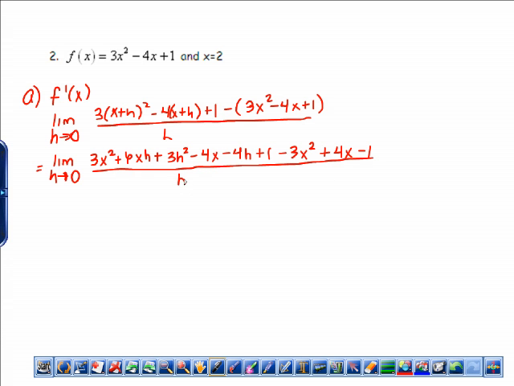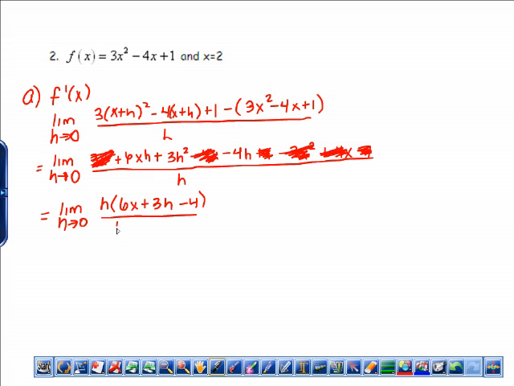Now, if you look, a lot of things are going to cancel. Minus 1 cancels with plus 1. 4x cancels with negative 4x. Negative 3x squared cancels with positive 3x squared. So in the next line I have the limit as h approaches 0, and I have 3 terms left. They all have an h, which is good, so that I can factor that out and cancel with the denominator.